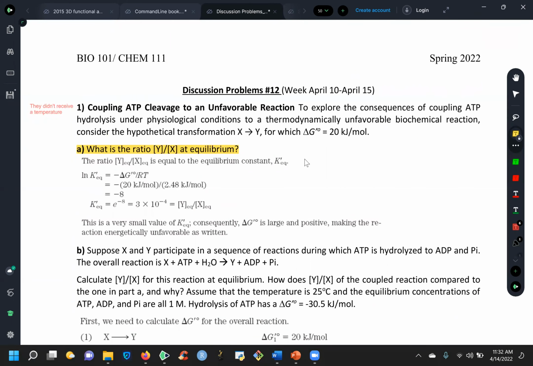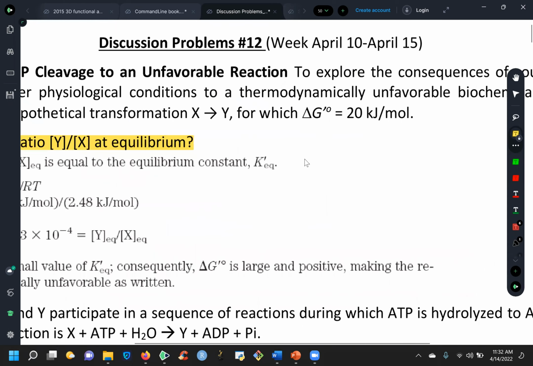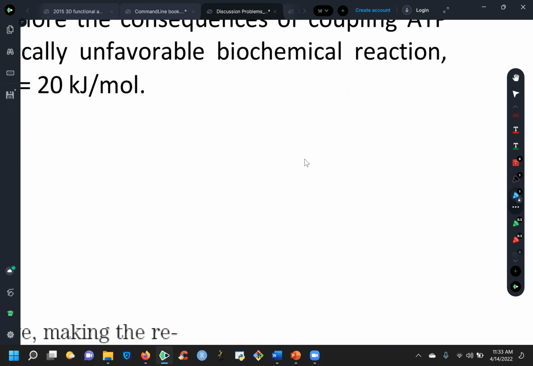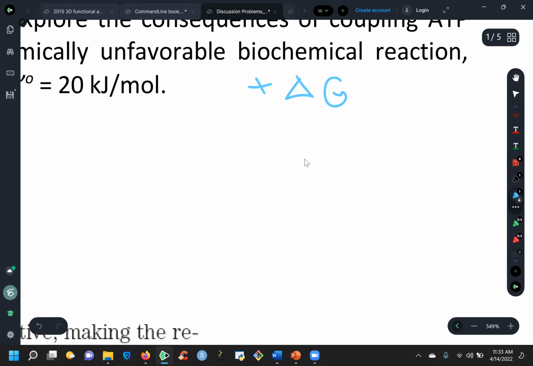Okay, so coupling reactions. I don't know if you guys remember the whole energetically favorable, energetically unfavorable. So I'll write down notes right here. We can write in blue. So let's remember, when a reaction has a positive delta G, what does that mean? It is not spontaneous and it is energetically unfavorable. So it costs energy. Now, when something has a negative delta G, it is energetically favorable.